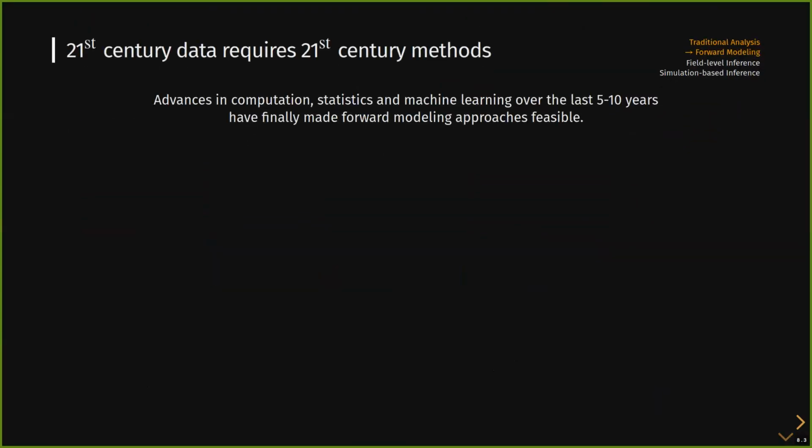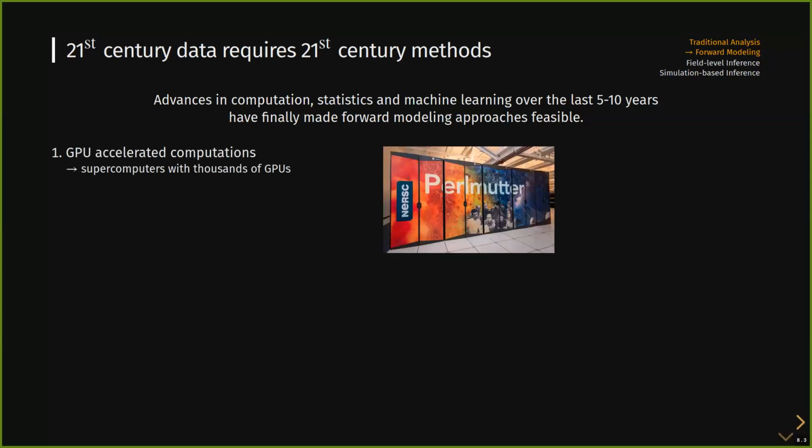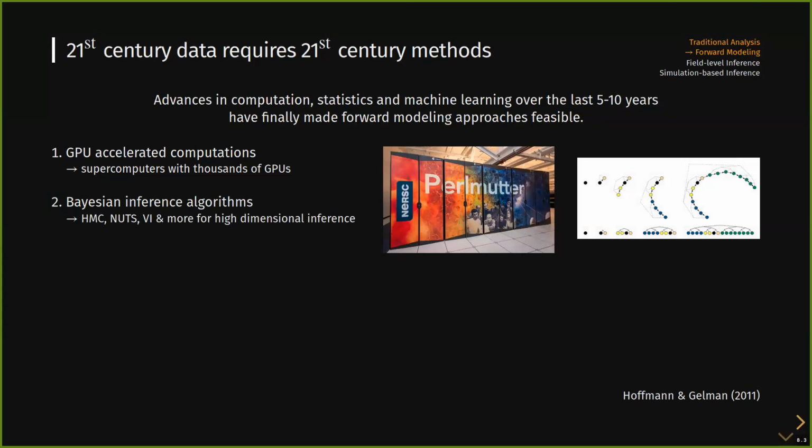And the answer is this: in the last 5 to 10 years, we have made advances in computation, statistics, and machine learning, which probably make forward modeling approaches feasible today. Advances like GPU accelerated computations. We have supercomputers coming online, which have thousands of GPUs that we can use to run these simulations. We have developed new Bayesian inference algorithms, which allow us to do high dimensional inference efficiently.